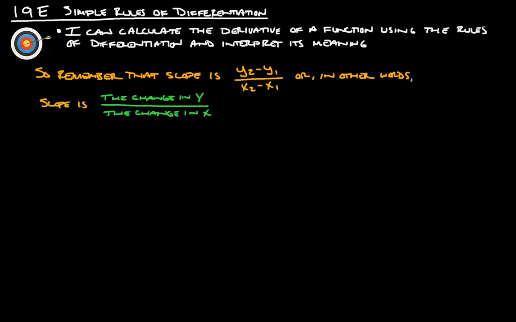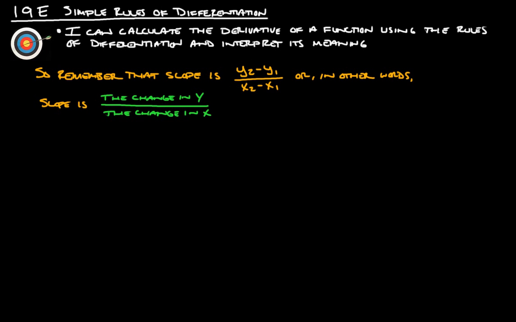Something to help us out in figuring out differentiation is we need to remember that the slope of a line is y2 minus y1 over x2 minus x1. In other words, the slope is the change in y. That's why we subtract the y's from each other to see how much it's changed, divided by the change in x. So this is the change in y over the change in x.